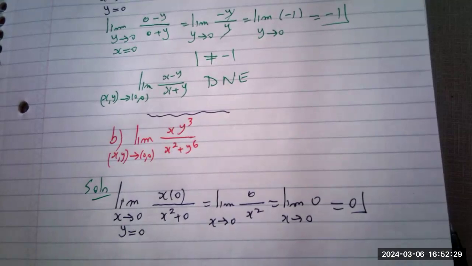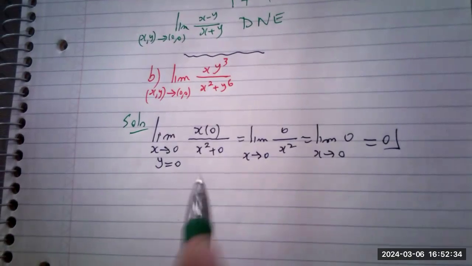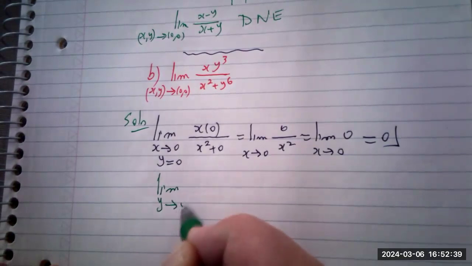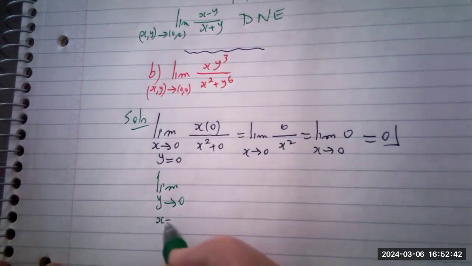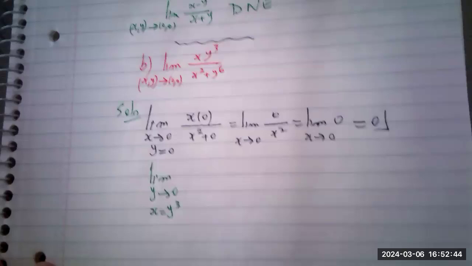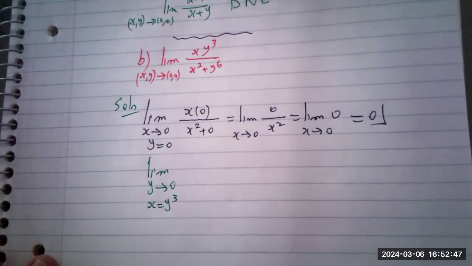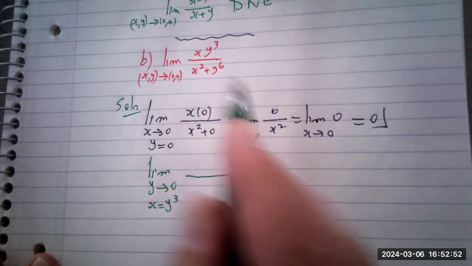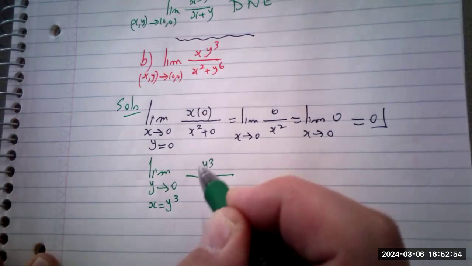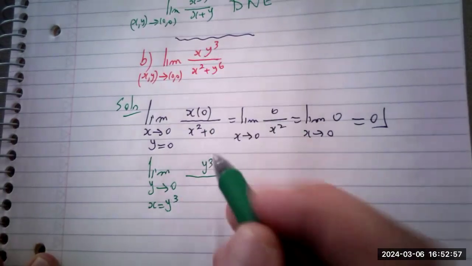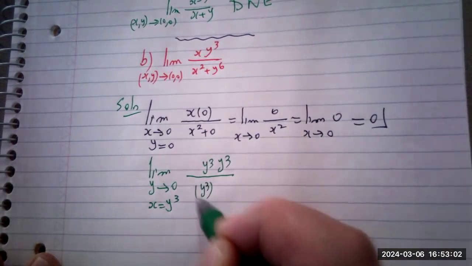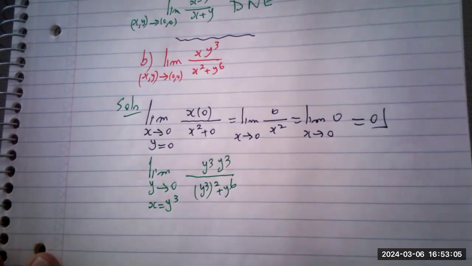Now the other one. We need a number. That's why you have to match the power of the x and the y in the denominator. So as we talked about, we go with y goes to 0, but we replace the x by y cubed to raise the power of the x. Now substitute into the top: y cubed times y cubed times y cubed. The bottom one is y cubed squared plus y to the 6.